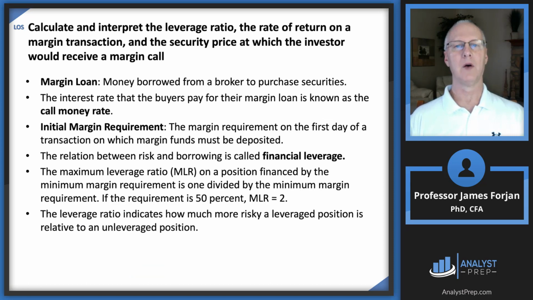How about an LOS that asks us to calculate something? All right, so we're going to calculate a leverage ratio, a rate of return, and then a margin call price. So let's go ahead and work through some of these definitions. A margin loan is simply that you can buy $10 worth of stock and you only have to put up $4 or $5 or $6. When you borrow some capital from the investment banking firm, that's called a margin loan, and you're going to have to, of course, pay an interest rate. That's the call money rate.